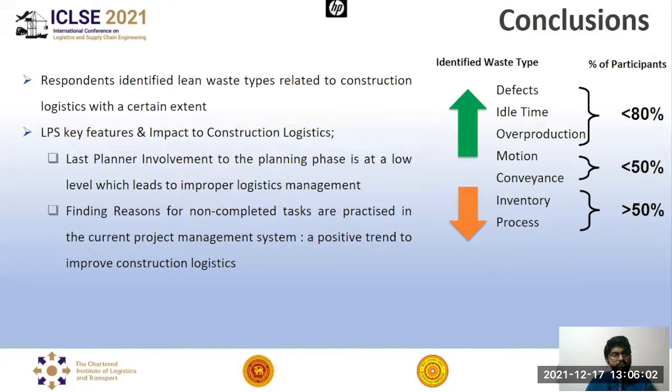So coming to the conclusion, respondents identified lean waste types related to construction logistics to a certain extent, as explained earlier. And the last planner system key features and the impact on construction logistics: the involvement of the last planners stays at a very low level, which leads to improper logistic management, as we identified the insufficiency of materials and procurement issues. And finding reasons for the non-completed tasks is practiced under the current project management system, which is also coming from the last planner system, which is a positive trend to improve construction logistics.